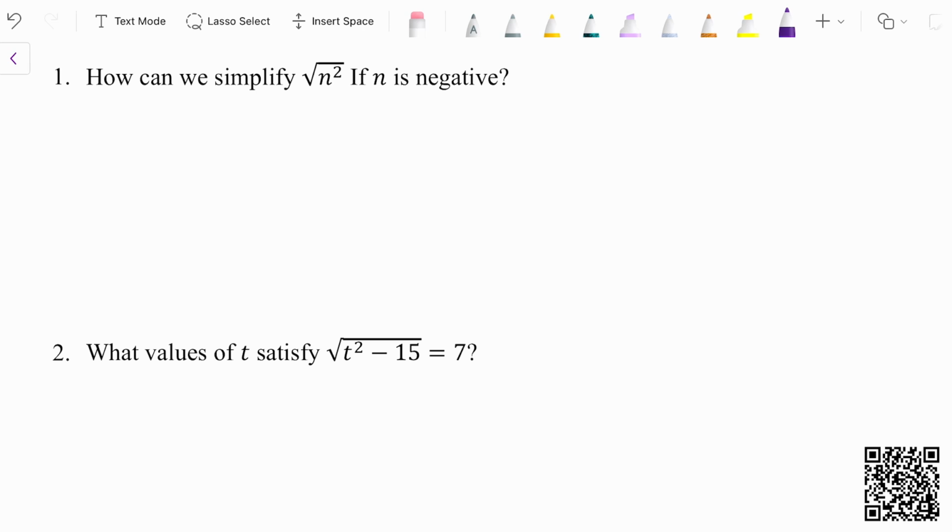Today's first question is, we are now continuing on the explanations of square roots and squares and all that kind of fun, quote-unquote, fun stuff. So our first question is, how can we simplify the square root of n squared if n is negative?